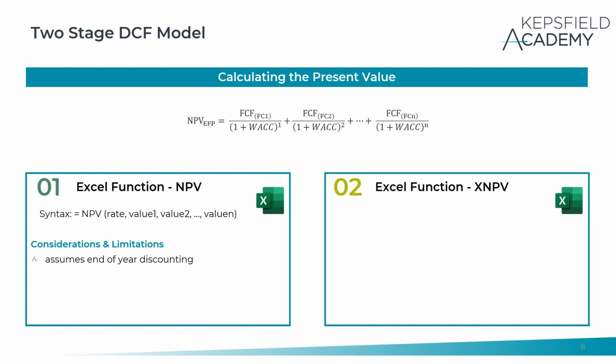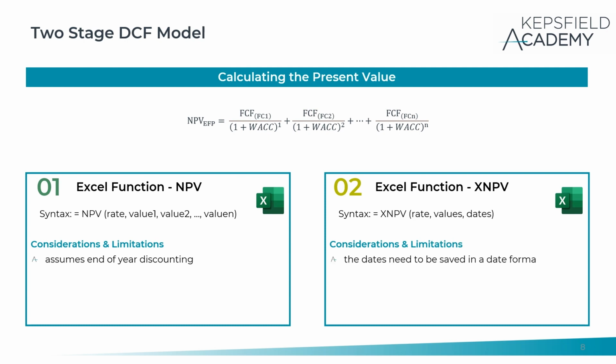The Excel function XNPV allows the user to calculate cash flows occurring on specific dates. It's important to consider that the dates need to be saved in a date format in Excel for the formula to be able to discount them for an appropriate amount of time. This Excel function discounts daily.